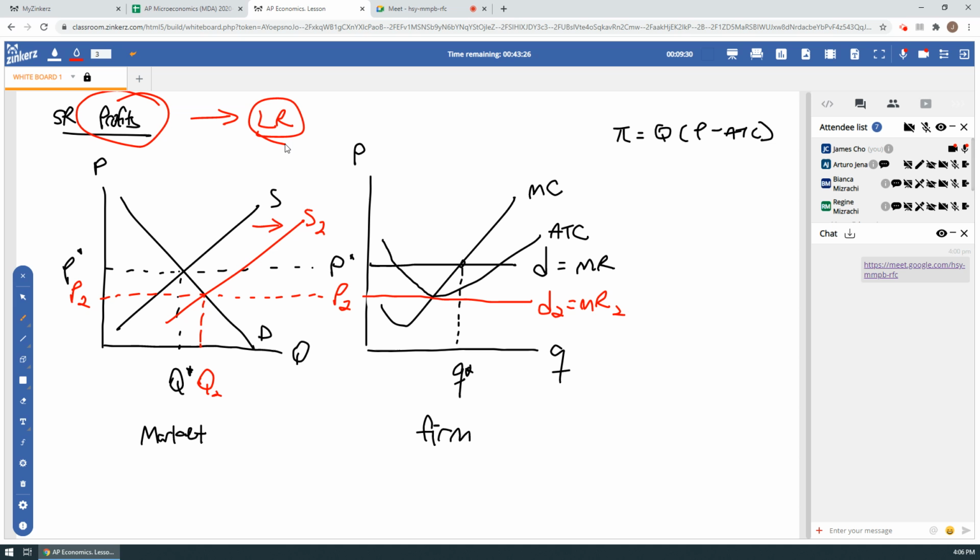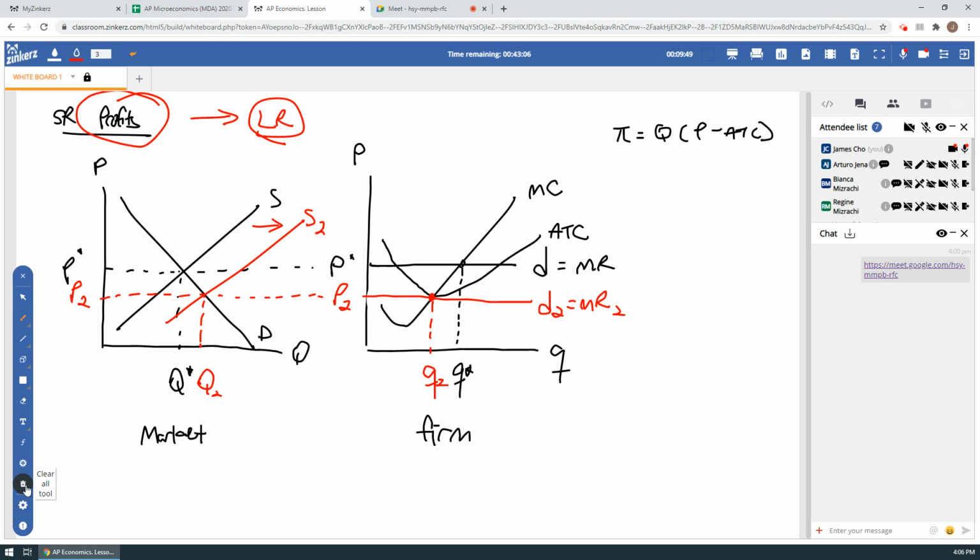Which means now we change this short run into the long run. Because now, here at Q2, this firm is earning no economic profits. And we could extend that and we could just assume that all the other firms as well are not earning economic profits. So there's no more reason for any firms to come in.